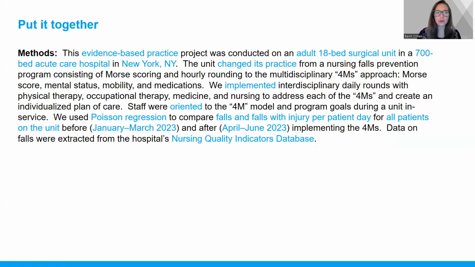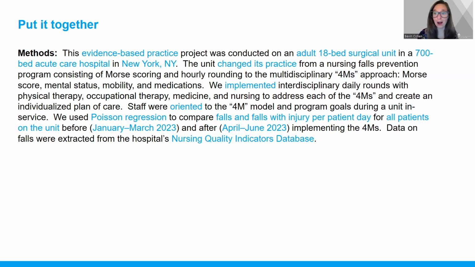So in the first sentence, we can see that this is an evidence-based practice project that was conducted on an adult 18-bed surgical unit in a 700-bed acute care hospital in New York, New York. So here we have the type of project, evidence-based practice, the population, adults, the type of unit, an 18-bed surgical unit, the type of hospital, 700-bed acute care hospital, and where the hospital is. So there's a lot of information and a lot of questions answered just in this first sentence.